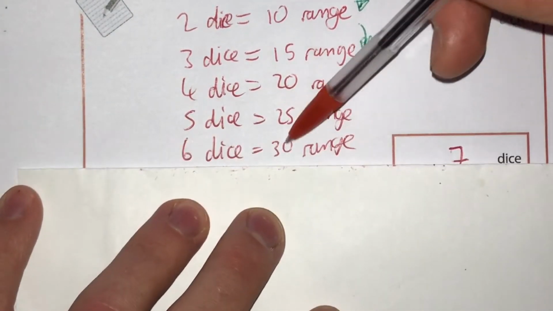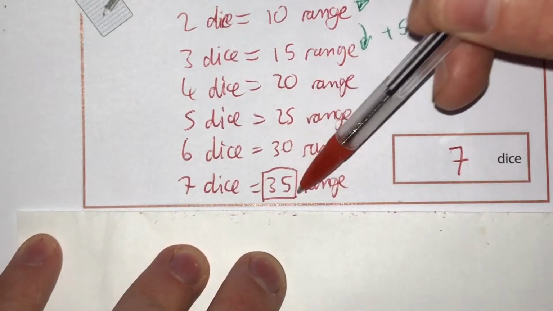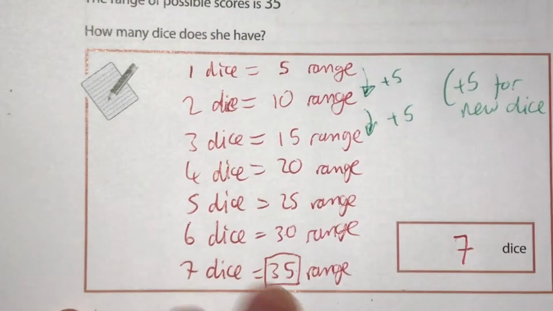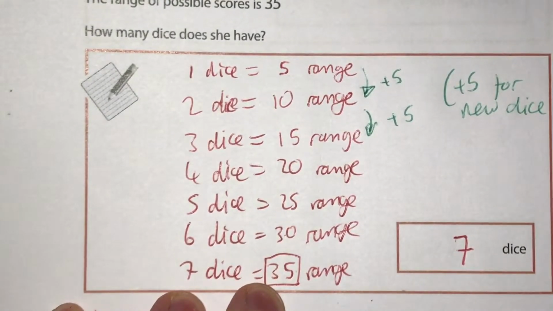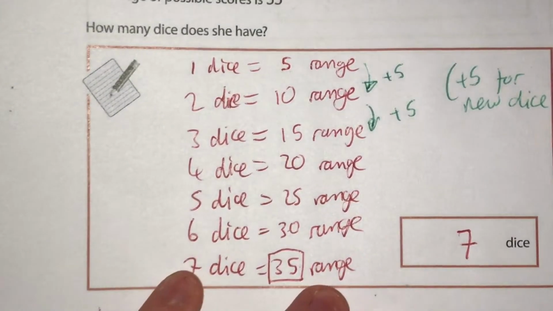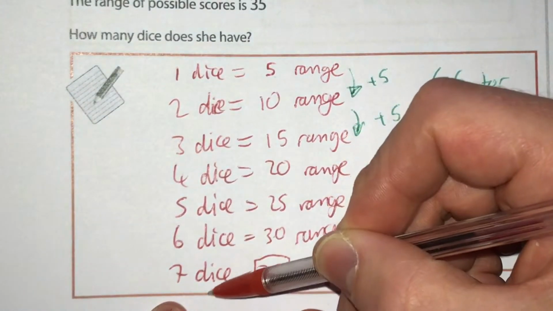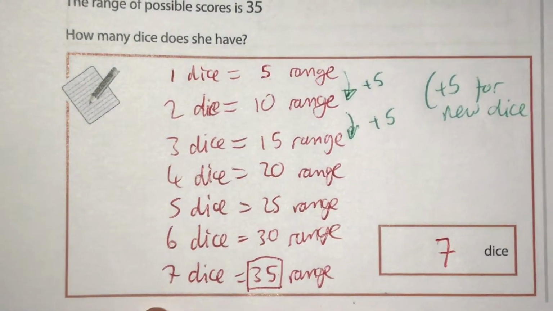So I'm just going to keep going up in 5s until eventually my range is 35. And how many dice would I need? Well, nice and simple, 7 dice. 1 mark there if you've decided to try and find the range of a couple of these dice. Obviously your second mark for the answer is 7.